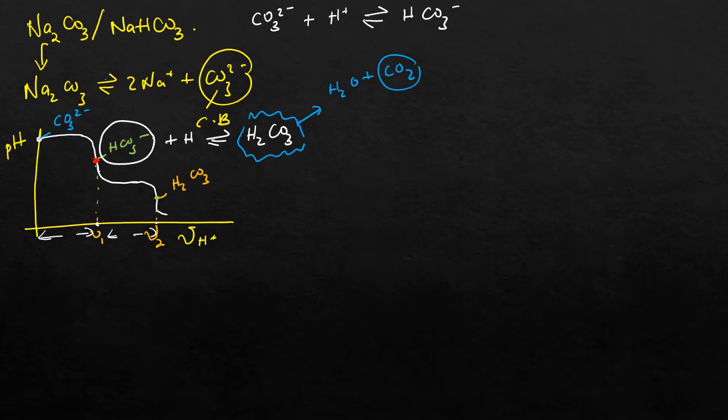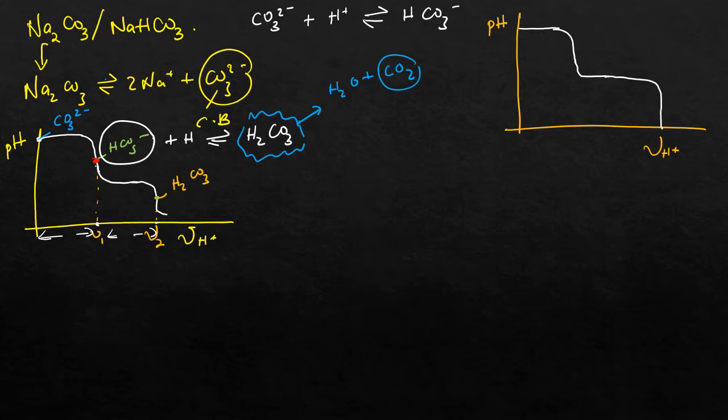Now for our lab, we have two components. We have sodium carbonate and sodium hydrogen carbonate. So let's look at how it is going to affect the nature of the titration curve. We're going to have pH versus volume of acid added. We are starting at a basic pH, get to the first equivalent point, then as we keep adding, you're going to have a second equivalent point.